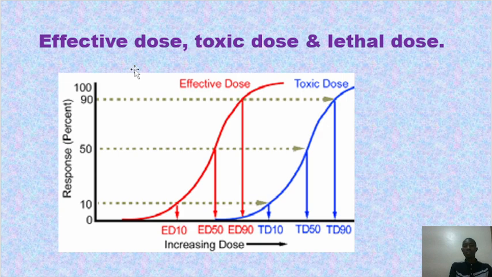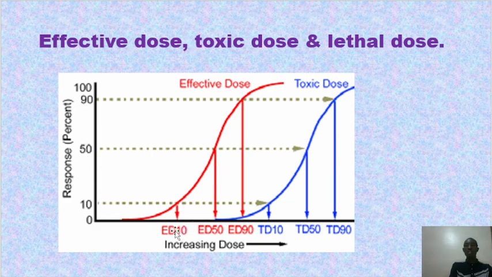We talked about the effective dose, toxic dose, and lethal dose, whereby we always write effective dose as ED, toxic dose as TD, and lethal dose as LD. So we can determine the effective dose and toxic dose of a particular substance, and also the lethal dose. We can determine it either at ED10, effective dose at 10%, effective dose at 50%, effective dose at 90%, and effective dose at 100%. We can determine it just from our graph here, depending on the response of the people, the individuals in the population.